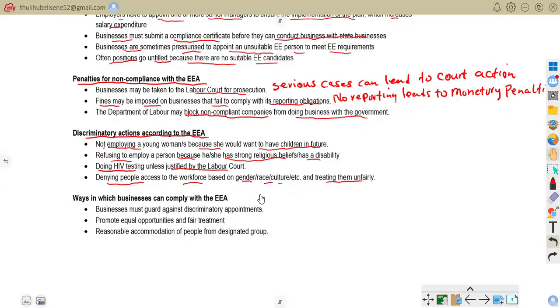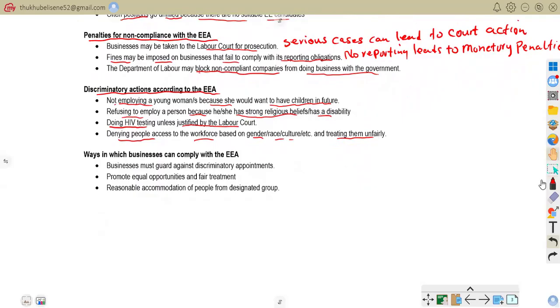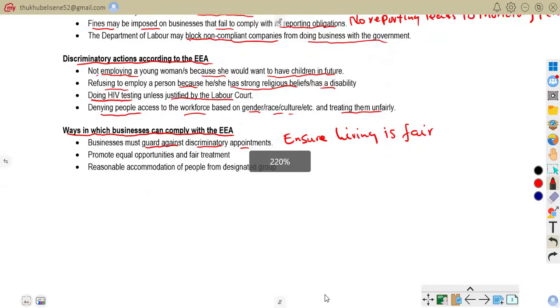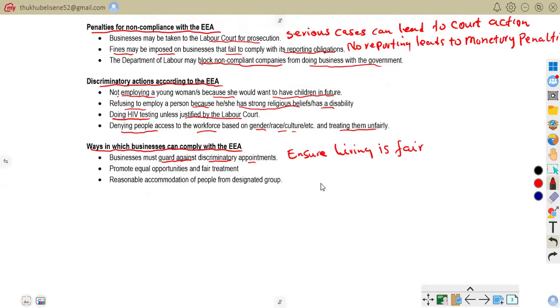Now we move on to ways in which business can comply with the Employment Equity Act. It says business must guard against discriminatory appointments, meaning to say ensure hiring is fair. That is that. For example, using an unbiased interview process.